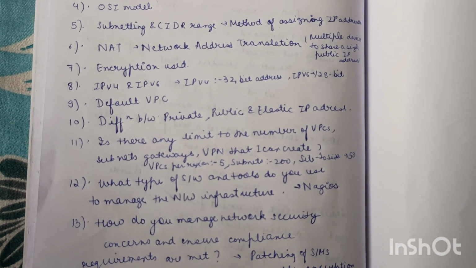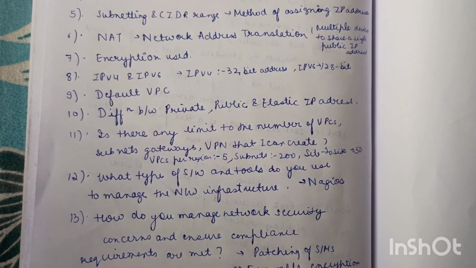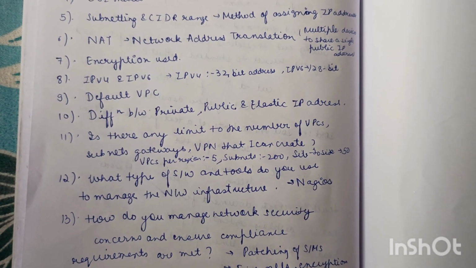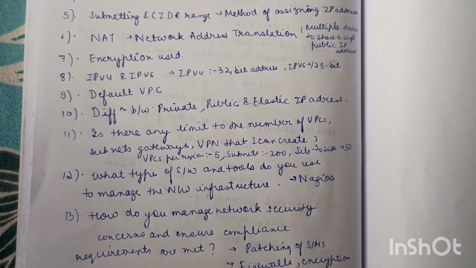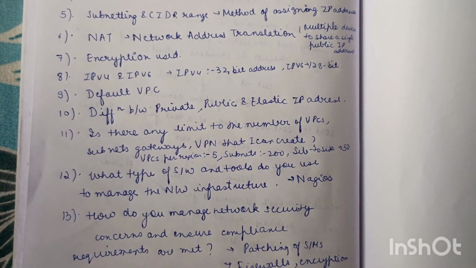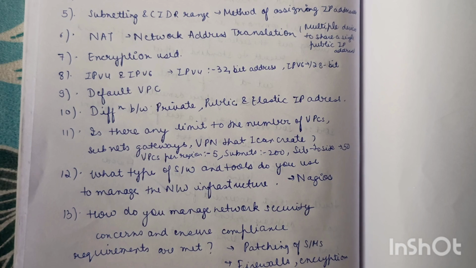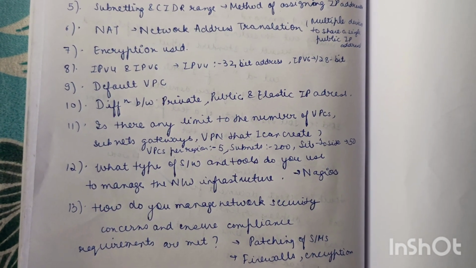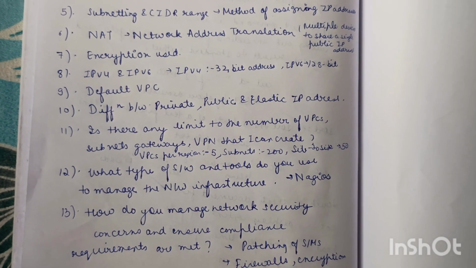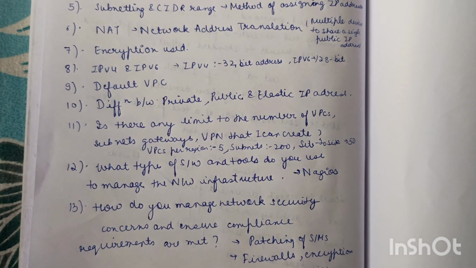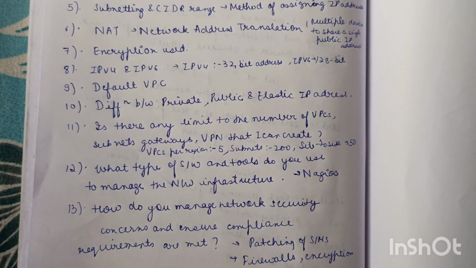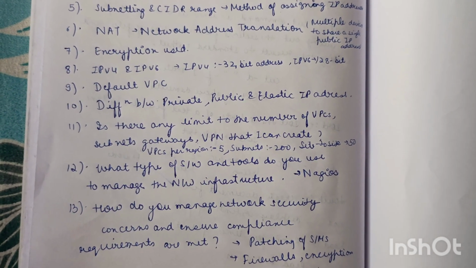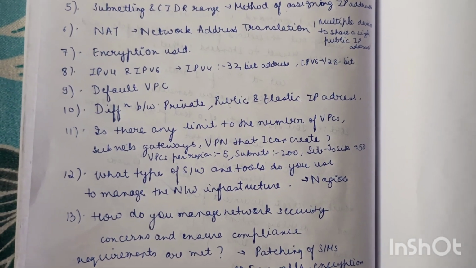Difference between private, public and elastic IP address. A private IP is in a private network that we cannot connect to from everywhere. A public IP is one that we can connect to from anywhere. For the elastic IP address, the public IP address keeps changing once we shut down or stop the VM. So if we want a static public IP address, then we create an elastic IP address, and it is chargeable.